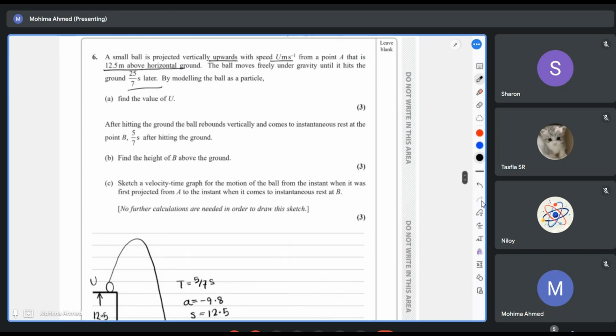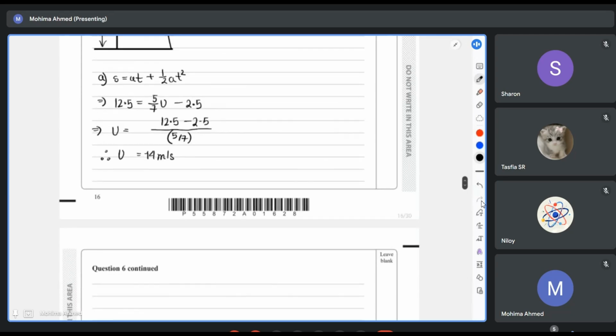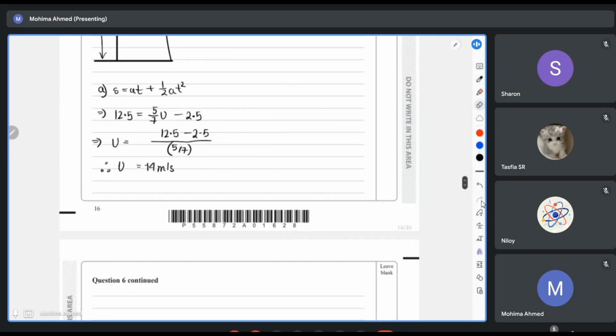Wait, sorry, the time was wrong. I took the time for part B and not for part A. For part A, we're supposed to take the time 25 by 7. Wait, just 1 minute. There will be just a few changes. It's going to be 25, and 4.9 multiplied with (25 by 7) whole square. That's going to be 62.5 over here.